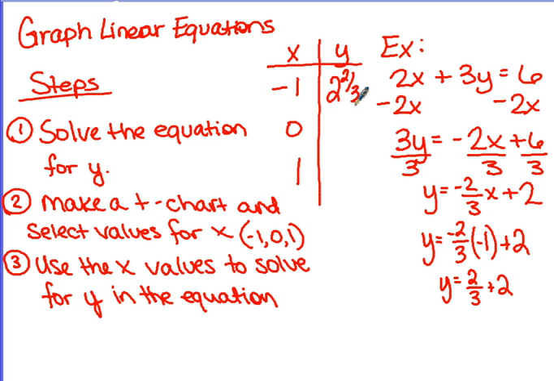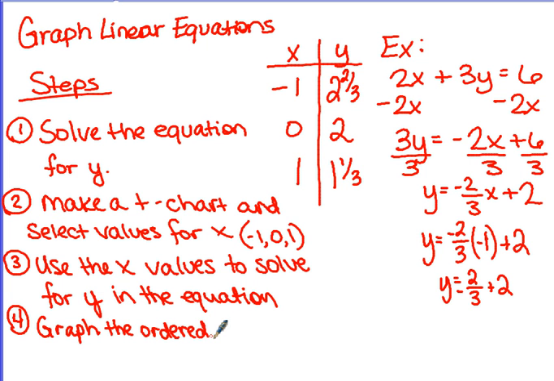If x is equal to 0, we would substitute 0 in. 0 times the negative is 0 plus 2 would just be 2, so y is equal to 2. And if we were to plug positive 1 in for x, negative 2/3 times positive 1 would be negative 2/3. Negative 2/3 plus 2 is 1 1/3, or 4/3. All right, so we have solved for values of y. Step 4, graph the ordered pairs and make a line.